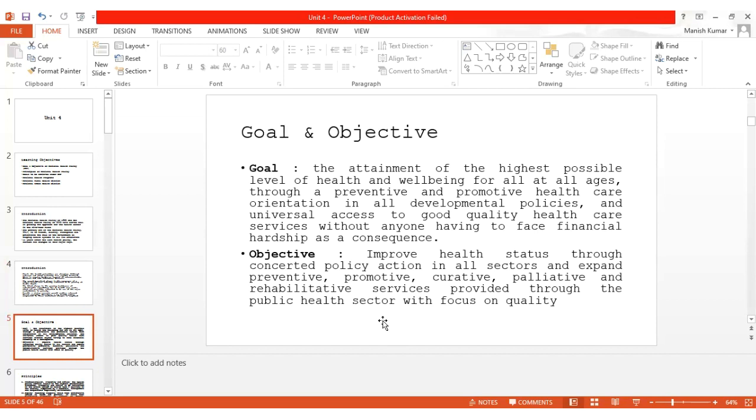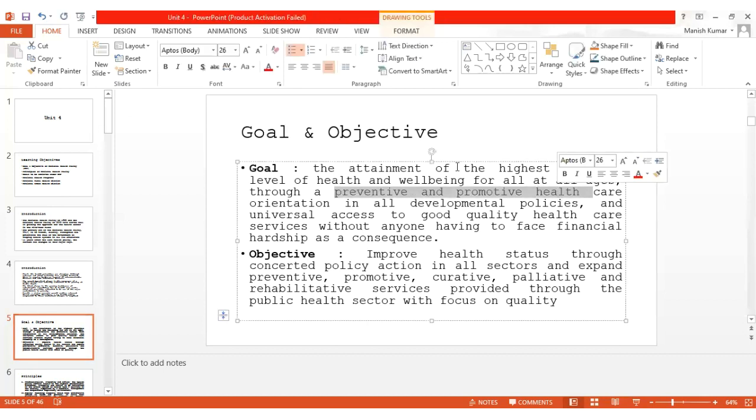The goal of this National Health Policy is the attainment of the highest possible levels of health and well-being for all at all ages through preventive and promotive healthcare. So again, as I said, the focus over here is on preventive and promotive healthcare. The government is very much focused that if we prevent a disease condition and promote a healthy lifestyle, then definitely the expenditure will be low.